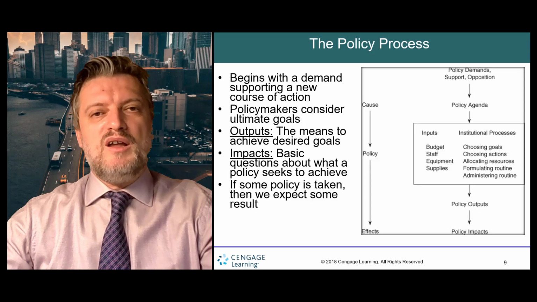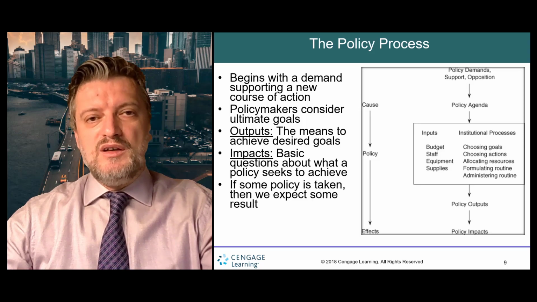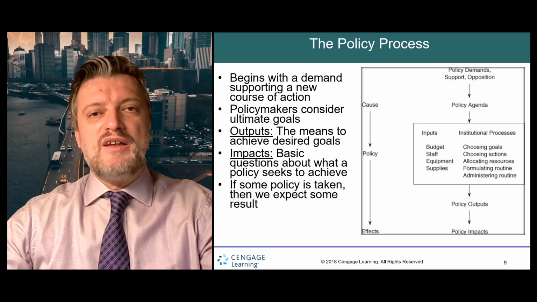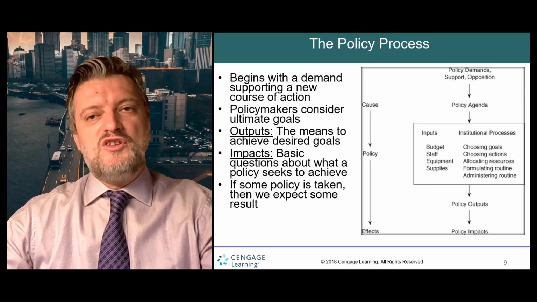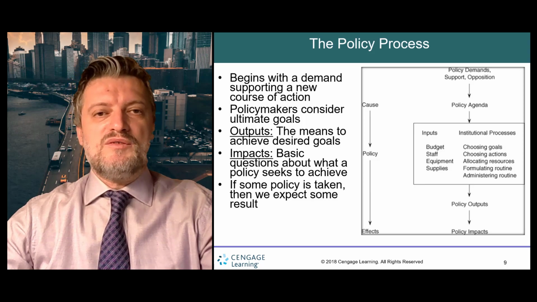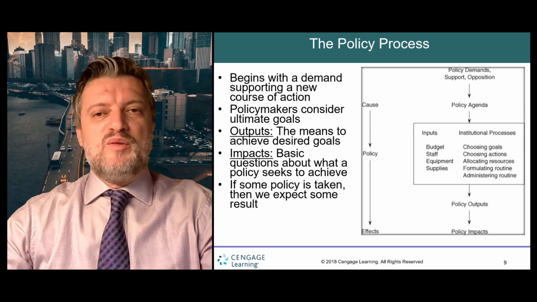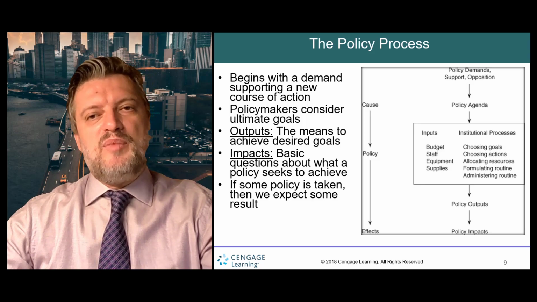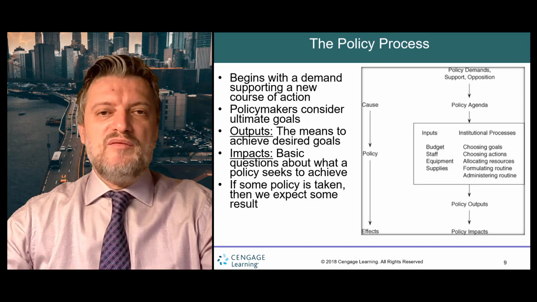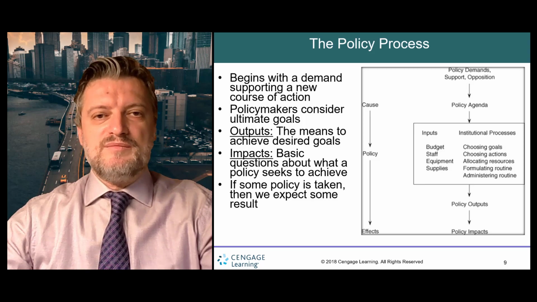2. Policy outputs. What is actually being produced? Impacts. What is the policy trying to achieve? Outputs embody the means to achieve desired policy goals. 3. Policy model can be expressed as a simple cause and effect process. And 4. Policy can be viewed as a hypothesis in which an independent variable is expected to produce change in some dependent variable.